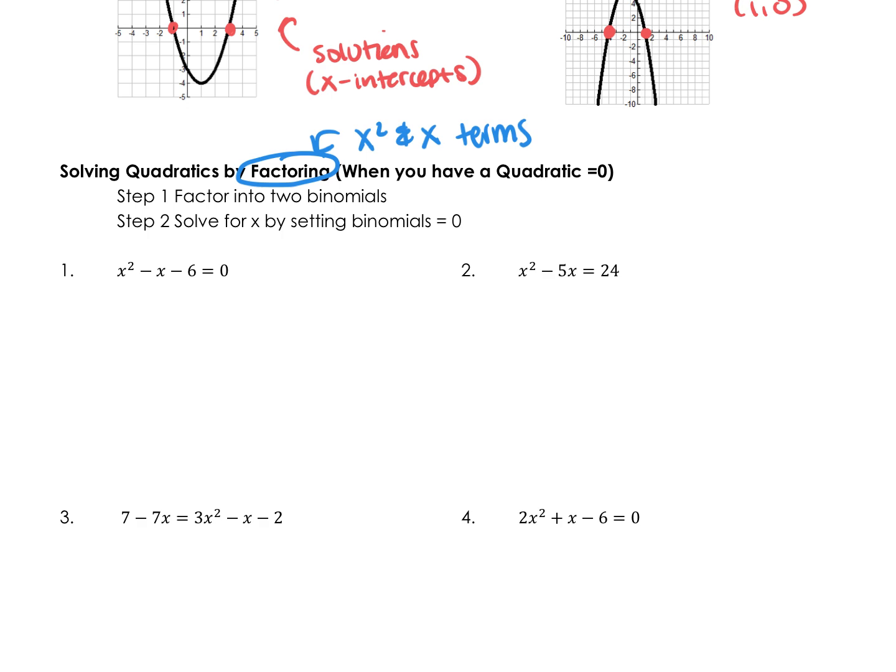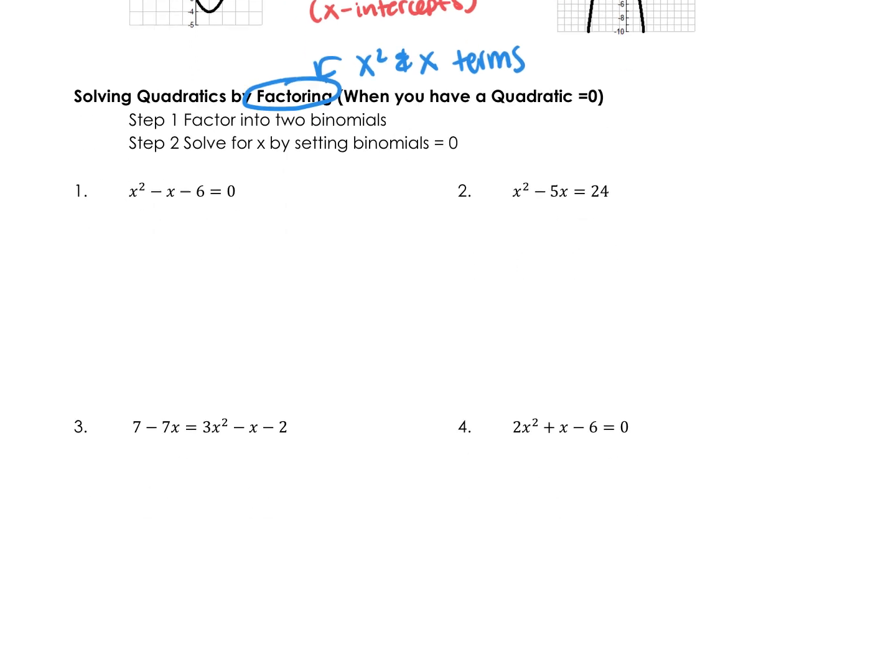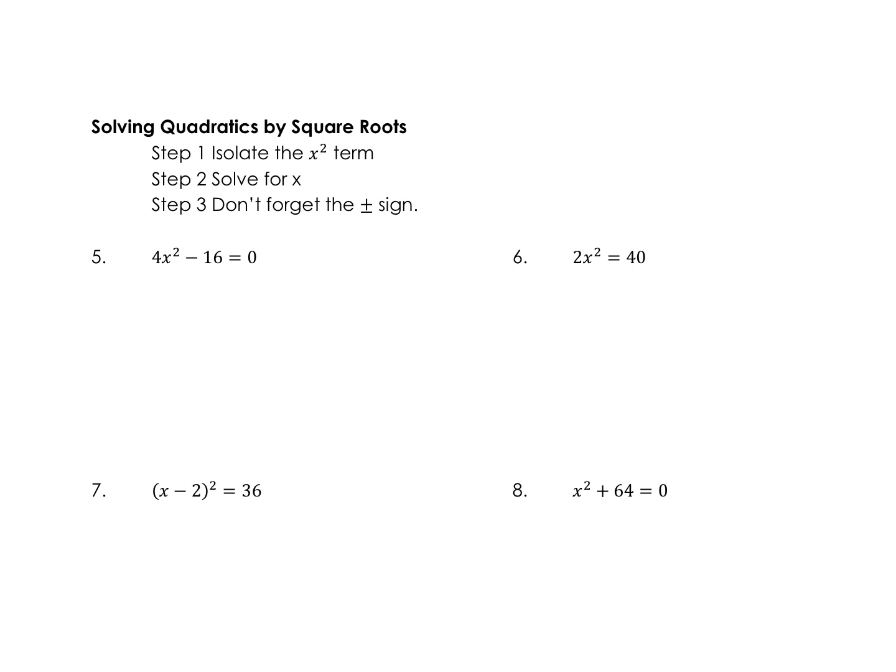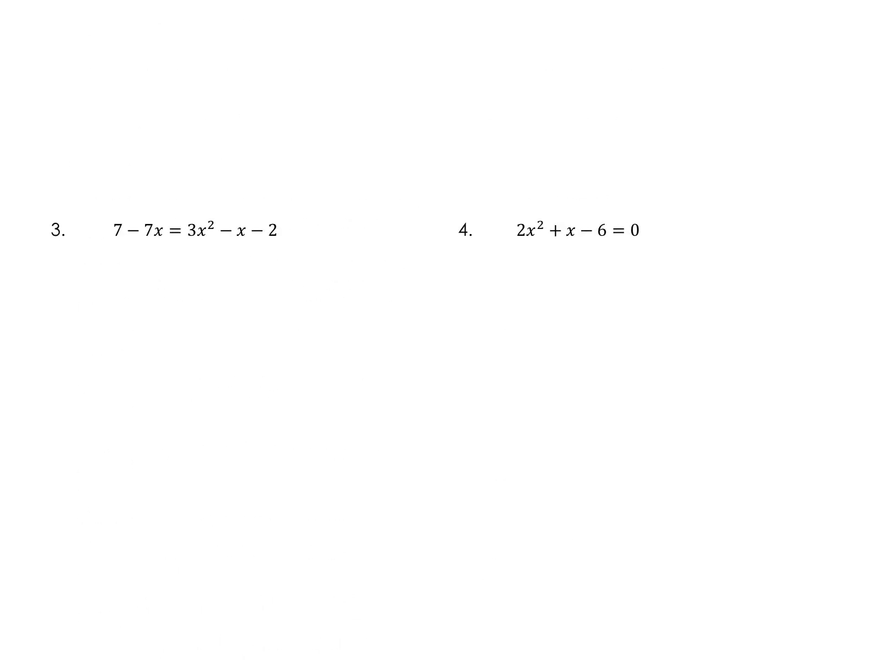Okay? Flip your page over. Does this equation have an x squared and an x? No, it just has an x squared. Does this equation have an x squared and an x? No, it just has an x squared, right? So if it's only an x squared, we're going to use this other method called square roots, which we'll do at the end. We'll come back to that later. Okay, does that make sense though? How you're going to decide which method you choose?